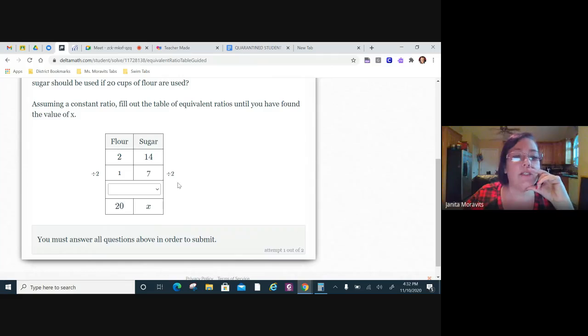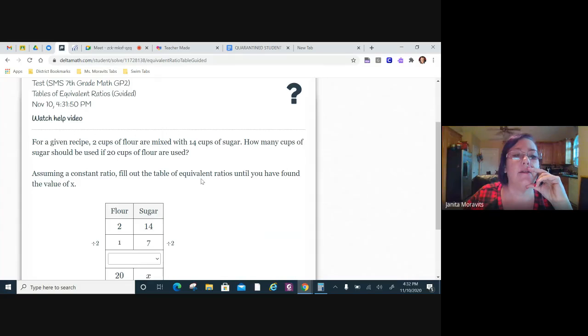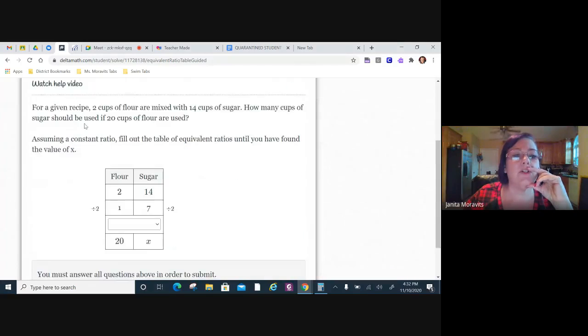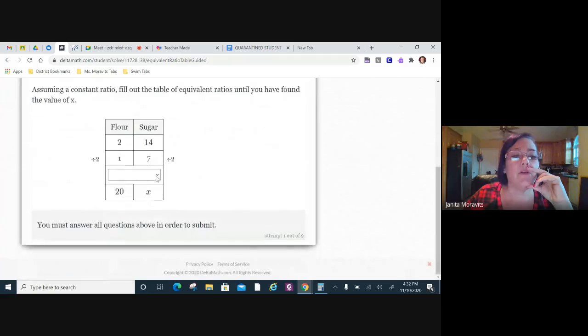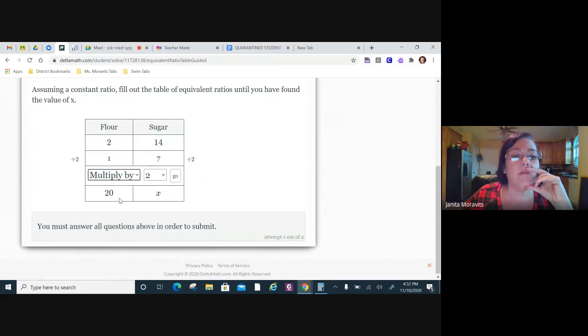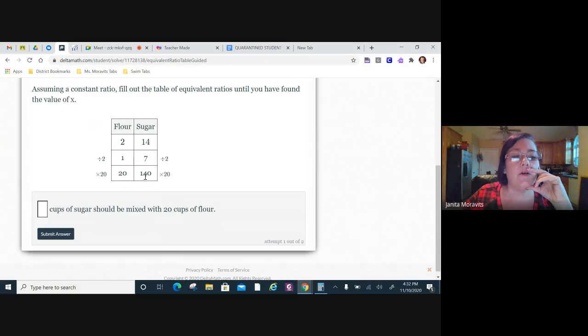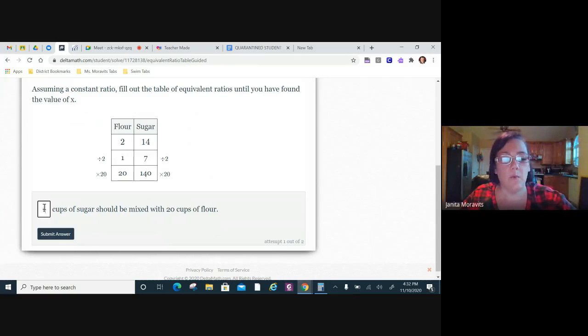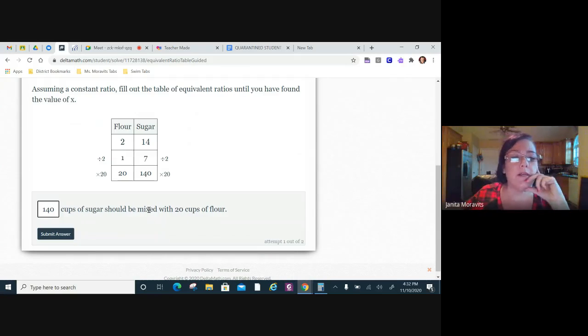Now, we want to get to 20, right? How many cups of sugar should be used if 20 cups of flour are used? So this time we're going to multiply that by 20. They just give you all kinds of numbers here. And so how many cups of sugar will we need? We will need 140 cups of sugar.